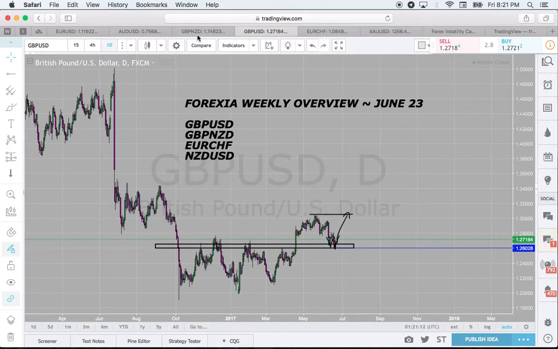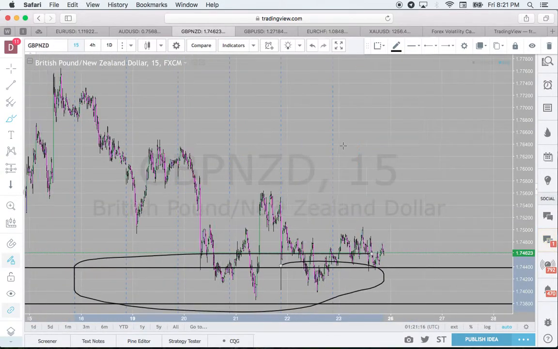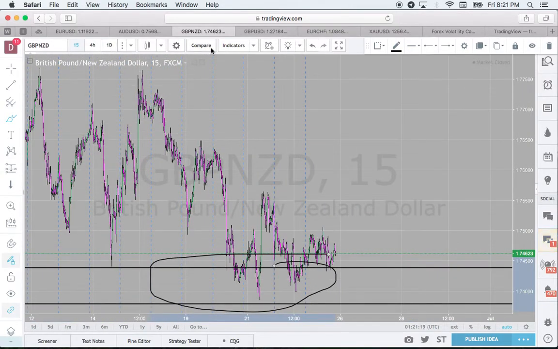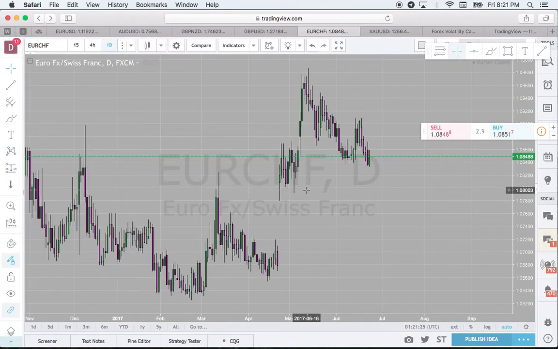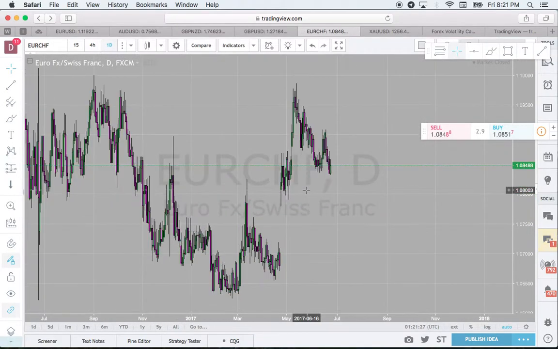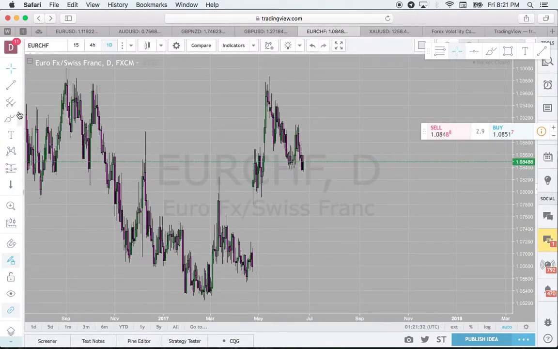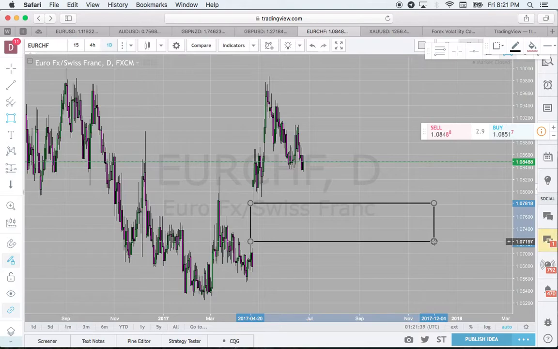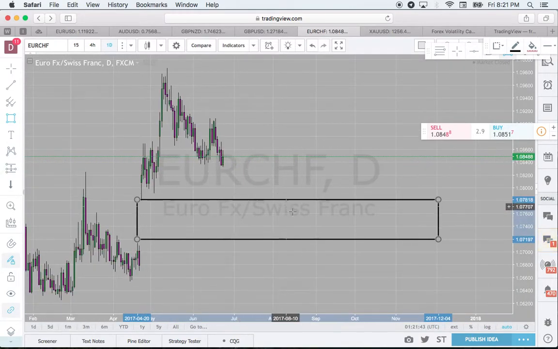All right, GBP NZD. The same thing, right? What was the next one? Euro CHF. We'll talk about this one. Well, first of all, we can see this, we're on the daily chart. We can see this massive move, or this massive gap, I should say. This massive gap right below price.